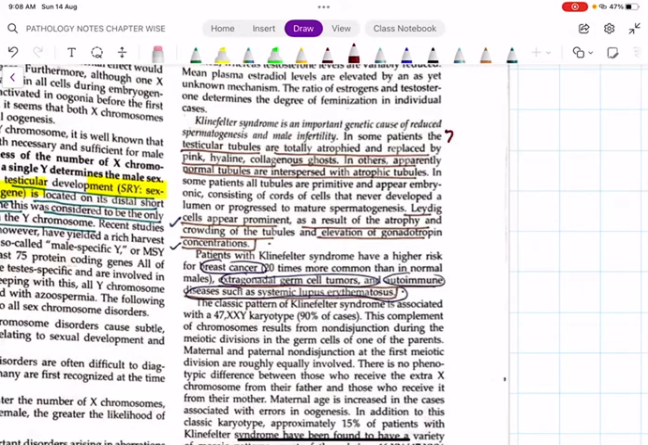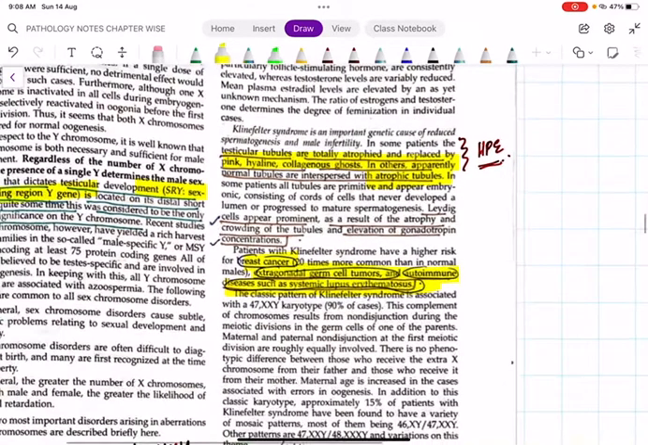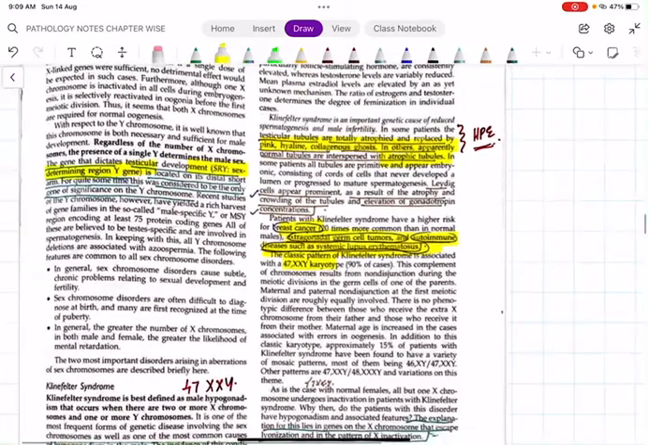And what is the histopathological examination finding? In Klinefelter syndrome, the seminiferous tubules will be atrophied and replaced by pink hyaline collagenous ghosts. There will be atrophic tubules. They also have an increased risk of breast cancer, extragonadal germ cell tumors, and autoimmune diseases like systemic lupus erythematosus. 47XXY is the karyotype.